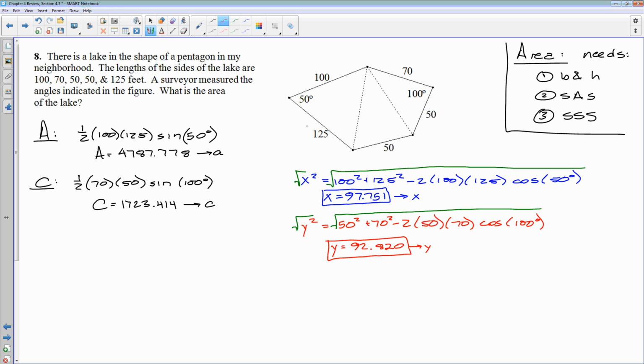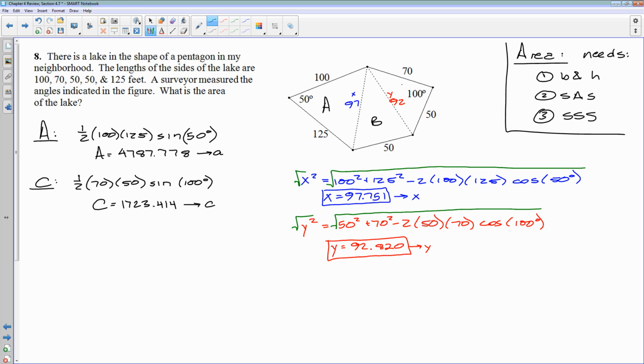And we know that this side length, this was x, that's 97-ish. And that's stored for x. I did store that for x in my calculator. And 92-ish is stored for y. And now I have a side, side, side triangle, and that is triangle B. So we had triangles A, B, and C.